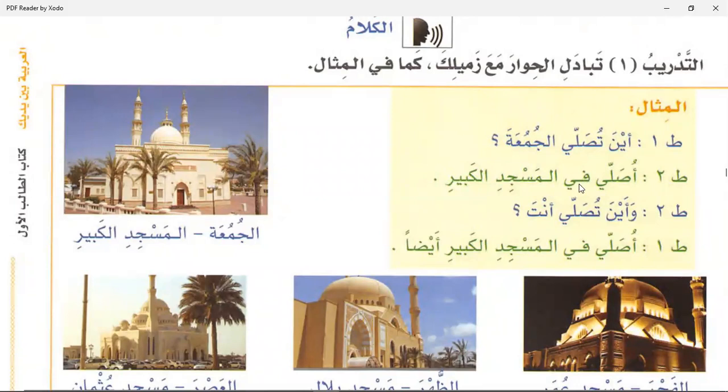So you see that the preposition has given kasra to masjid. Then in Arabic, the adjective and the noun it describes should have the same sign. That's why here we see masjid has kasra, so al-kabir also has kasra. In Aina tusalli al-Jum'ah, Jum'ah is maful bihi or maful fihi in this sentence, so that's why it has fatha.